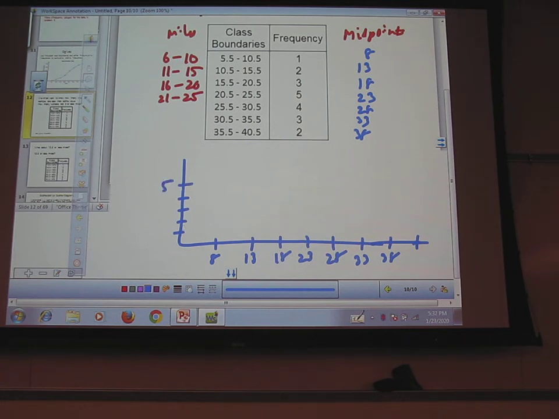My first midpoint's 8. What's the frequency for it? 1. Everybody see that? Yes? So I can put a dot there. Next one has a midpoint of 13, frequency of 2, dot there. 18, frequency of 3, dot there. 23 has a frequency of 5, dot there. Next one, 28 has a frequency of 4, and then 3, and then 2. Okay, good. And then we're going to draw a line between them. I'm going to draw a little thinner line than that.